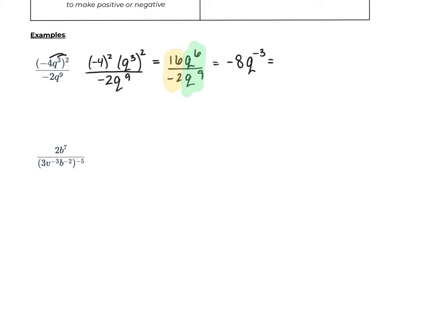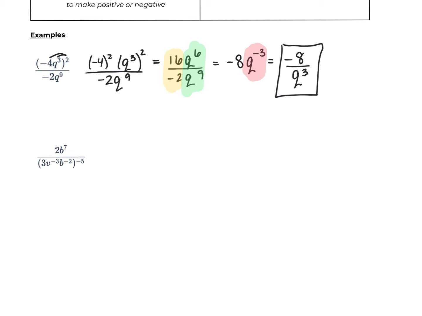Now we want to write this with positive exponents. So we actually have to take this negative exponent that we see here, and we have to bring it downstairs. And that's how it will become positive. So it's -8 all over q to the 3 now. And that is your final answer.